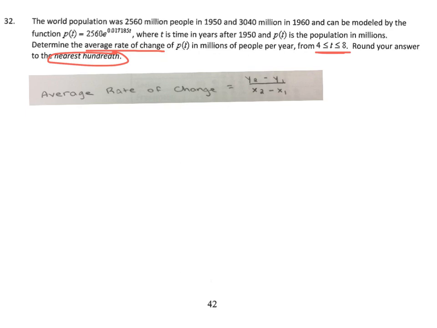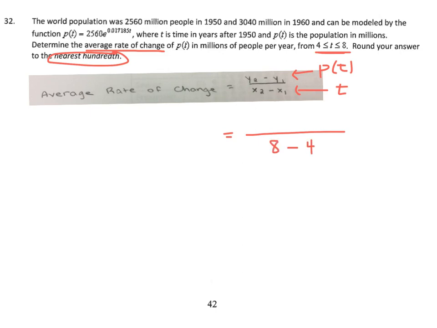Here's our average rate of change formula. We're not actually using x's and y's in this example. We're using p of t and t. The y values are represented by the p of t values, what we get when we plug in the t values, and the x values are going to be represented by our t's. Let's start plugging in the numbers. Let me start with the denominator. The t values are given to us right here. We're going to take t2, which is 8, and subtract t1 from that, which is 4. So 8 minus 4.